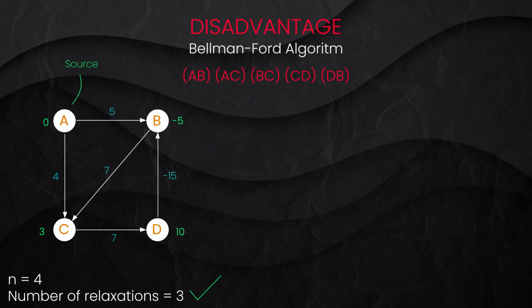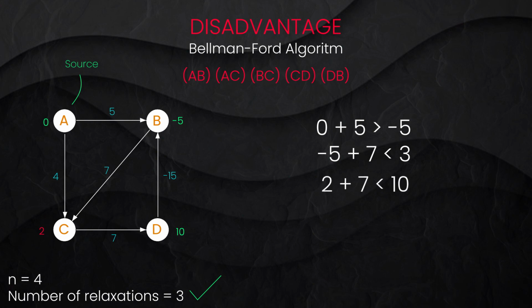So the value of A to B, that is 0 plus 5. 5 is greater than minus 5, will not update. Then minus 5 plus 7, that is 2. So you have to update it to 2. Then the value of BC will be updated. Then the value of CD is 2 plus 7, that is 9. We'll be updating 10 to 9. Again, 9 minus 15, that is minus 6. You will have to update minus 6.